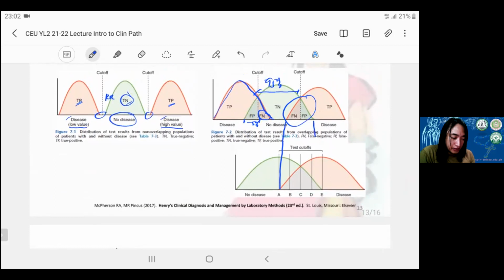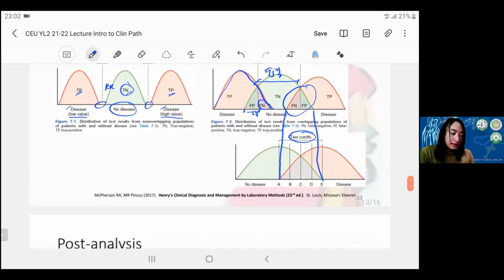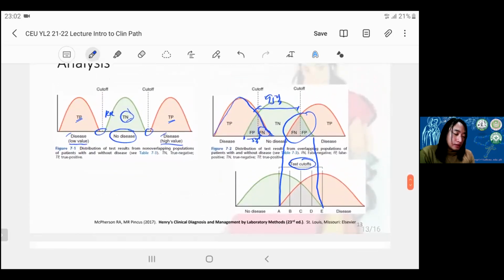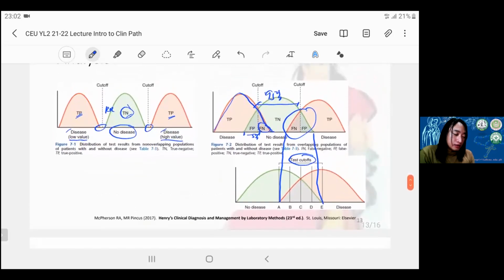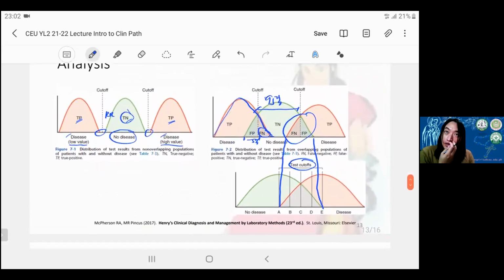Looking closely at this area, you now have the chance to establish or determine different cutoffs. So it will depend on the studies.